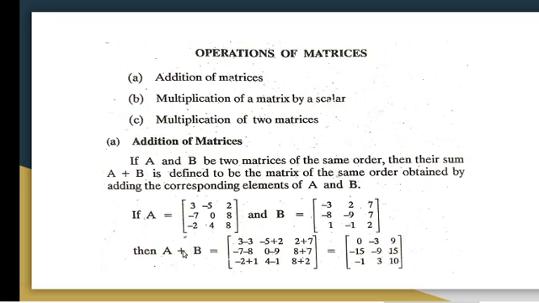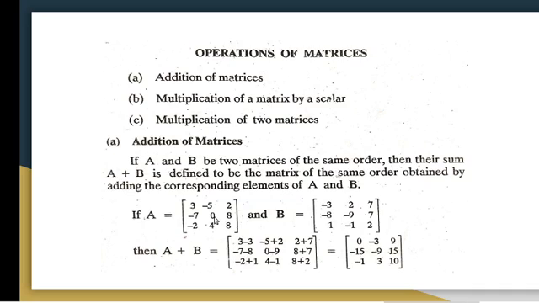Let us check. A plus B is equal to 3 minus 3. This is first row first element. Then first row second element, minus 5 plus 2. Then 2 plus 7. So we got the first row elements by adding the first row elements of the two matrices. Then consider the second row. Second row first element here is minus 7. Second row first element here is minus 8. So minus 7 minus 8. You have to consider the sign of the numbers. That will be the first element.